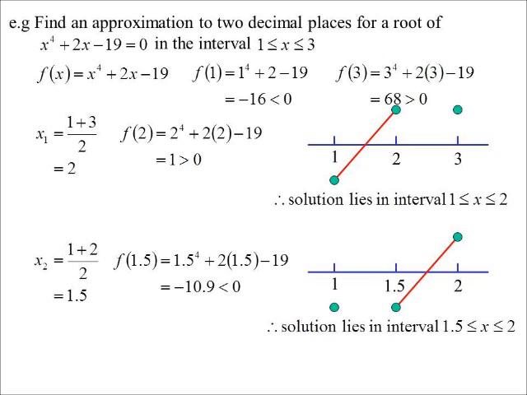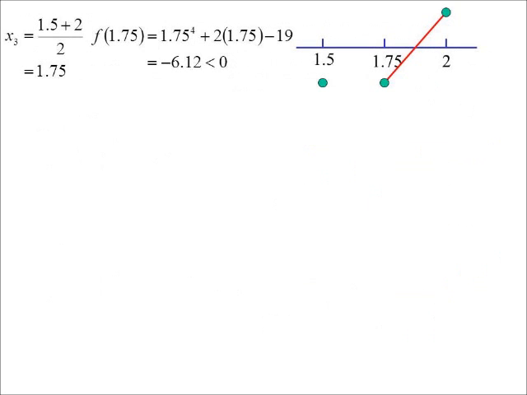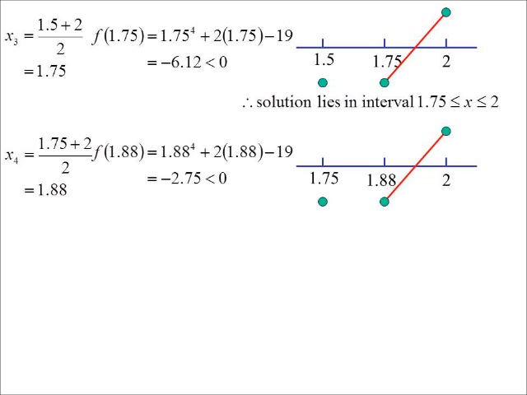But what I do know is 1.5 gives me a negative number. So if I plot those on the number line, so now I know the solution must be between 1.5 and 2. So I'll find the middle of that. 1.75. Let's see if that works. No good. Negative 6.12. So let's try that again. Aha! We're in between 1.75 and 2. 1.88. Notice I'm rounding off to 2 decimal places because they said they only wanted the answer to 2 decimal places. Minus 2.75. No good.